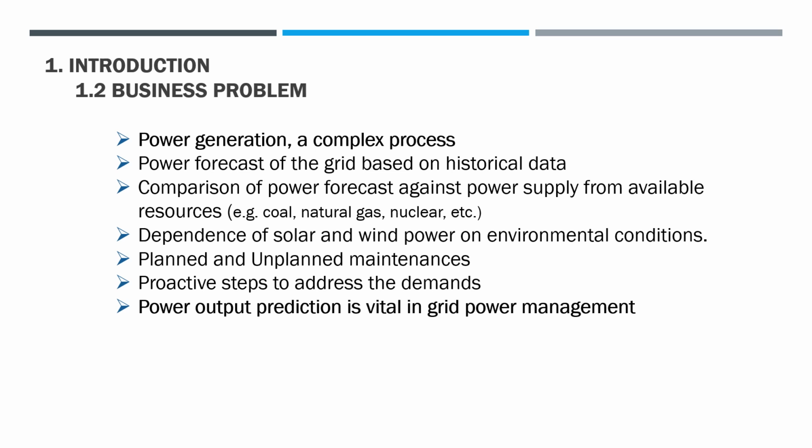Proactive steps to address the demands can be taken if the forecasted power is found to be insufficient. For example, build more power plants. This process can take many years or even decades of planning and construction. Or power can be bought and imported from other regional power grids. This choice can also be very expensive. Or small peaker power plants can be turned on.